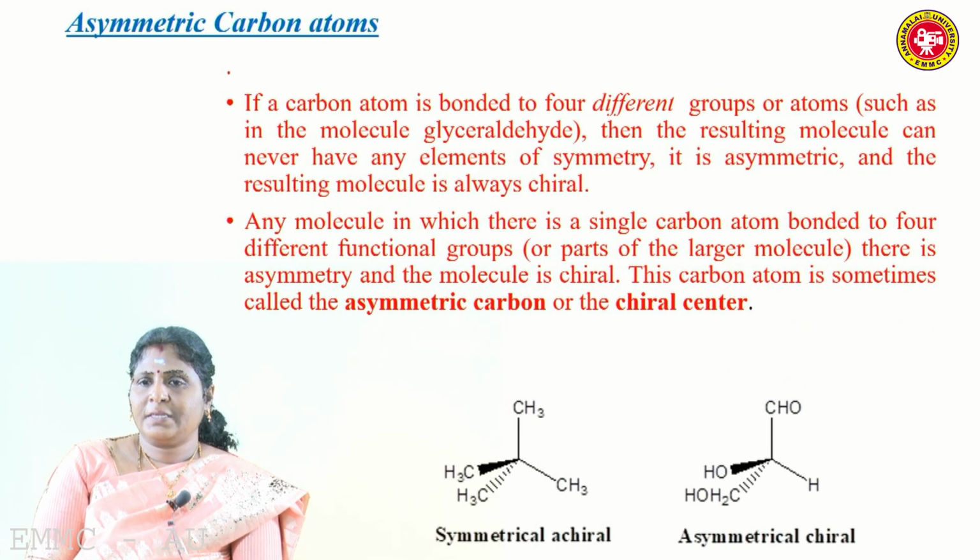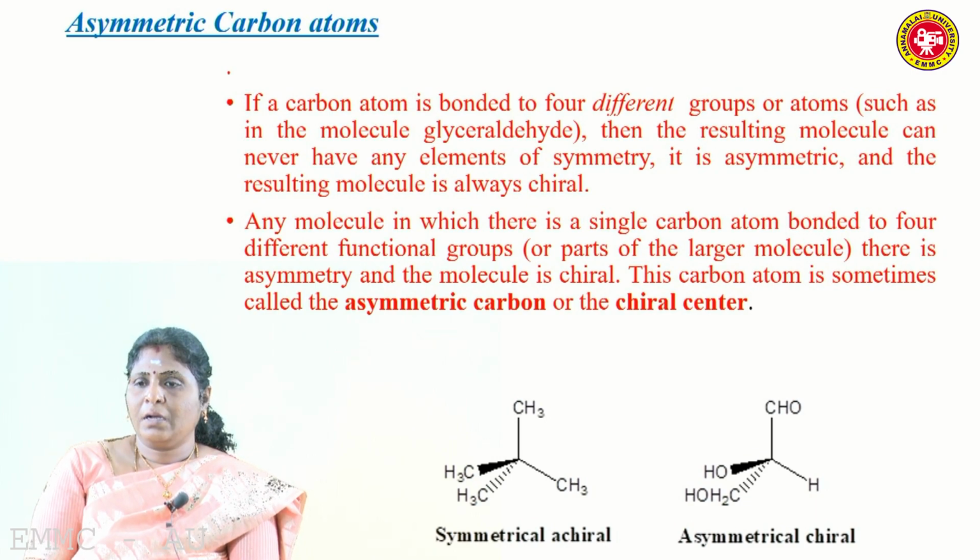What is the main criterion for a compound to show optical activity? An asymmetric carbon atom is the necessary condition for a compound to show optical activity. What is called an asymmetric carbon atom? If a carbon atom is attached to 4 different atoms or groups, then the resulting molecule cannot have any elements of symmetry. That means it is said to be asymmetric.